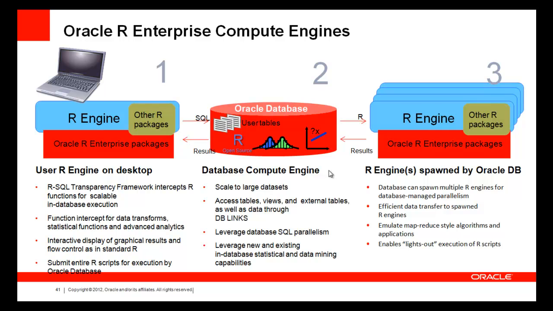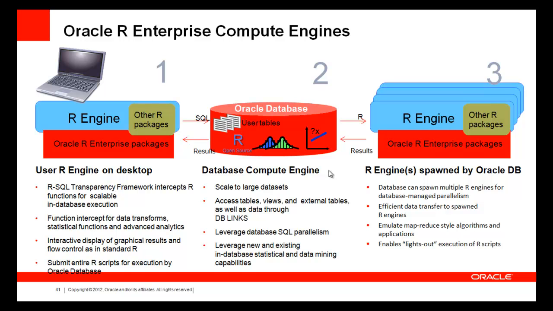So Oracle R Enterprise has 3 different compute engines. I've covered this before, so I'll do it quickly. It has the R to SQL transparency layer, the first one, step 1. It would function ship the statistical calculations down to the database compute engine, where we have an ever-expanding library of statistical functions that we run natively inside the database.